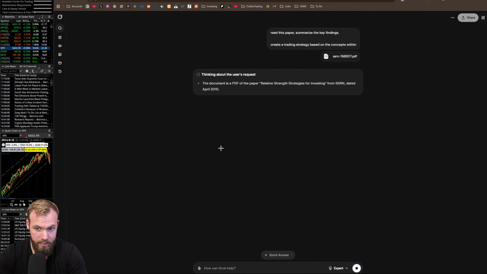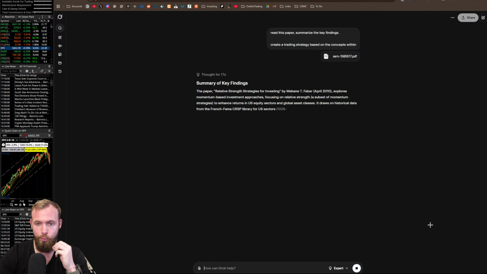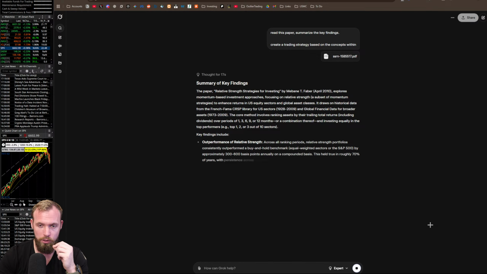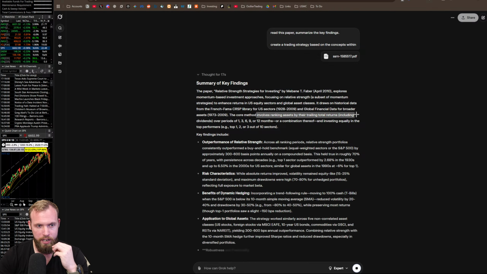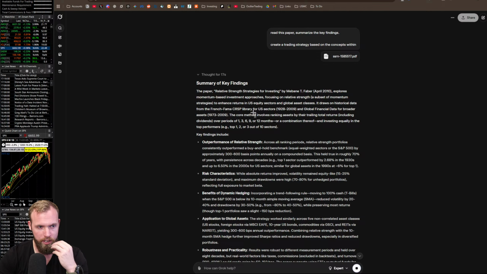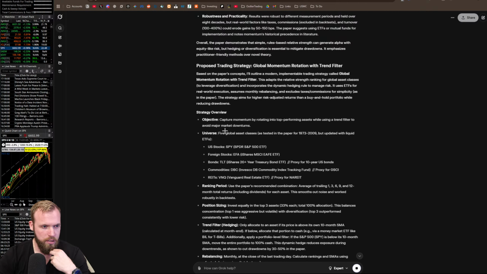Now, the other reality is, if you don't know how to read scientific research, ask AI to help you, because there's a specific way to read it. It's not like reading a book. You have to be a little more nuanced than that. But let's see. The core method involves ranking assets by trailing total returns over periods of 1, 3, 6, 9, 12. What does this sound like? Momentum. Across all ranking periods, relative strength portfolios consistently outperform buy and hold benchmark. Da da da da da. Yeah. Great. Let's see what the strategy is.